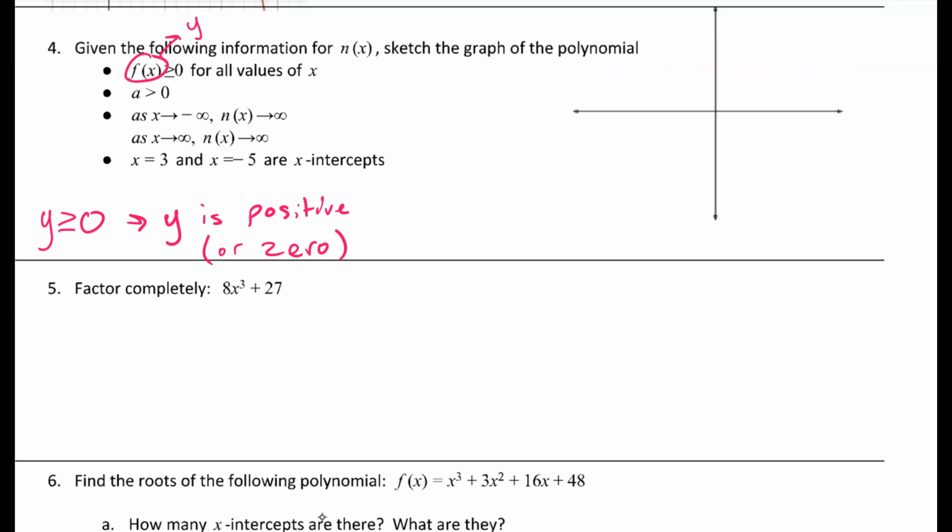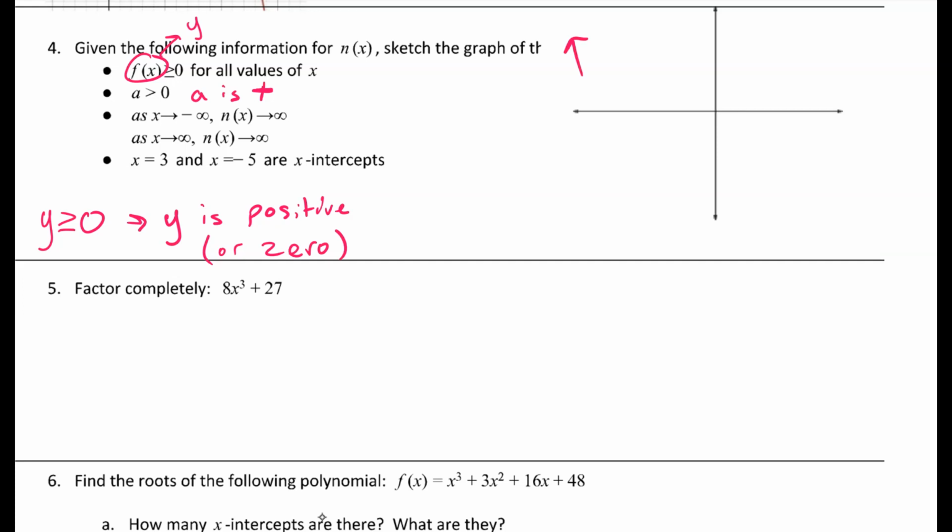Now, a is greater than 0. That's telling you your leading coefficient is positive. And that's going to help you figure out the degree if you're given the end behavior, which we are in the next bullet. So as x goes to negative infinity, again, that's as I move to the left in my graph, n of x approaches positive infinity. And my positive numbers go upwards, so my graph must be going up on the left side here. Let me give myself a little bit more room for this one.